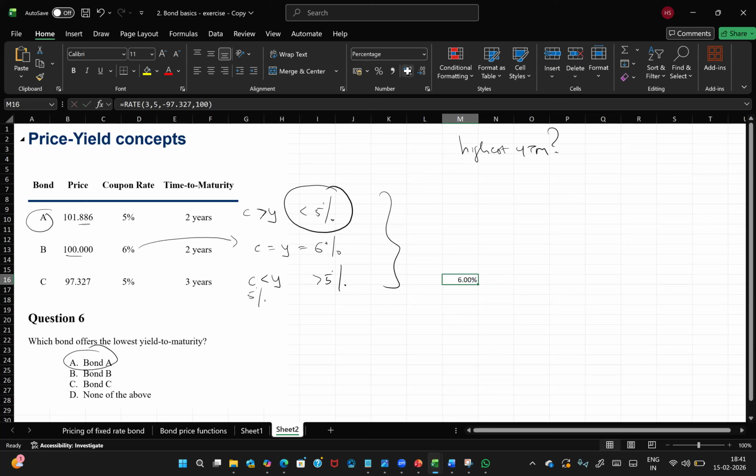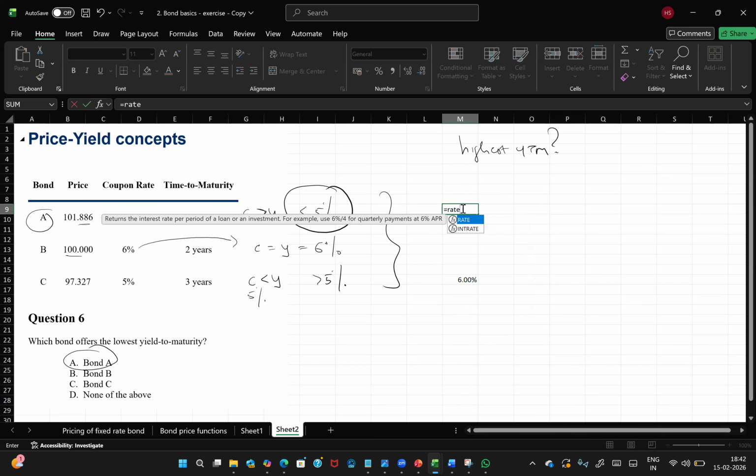So 6% exactly is your YTM for the third bond. Minus 100 or 100, which one? For the first bond A, because I'm getting an error. Okay, let's do it again. Rate will be equal to, period is 2. PMT will be 5. Coupon is 5 for the first bond. PV is minus 101.886.